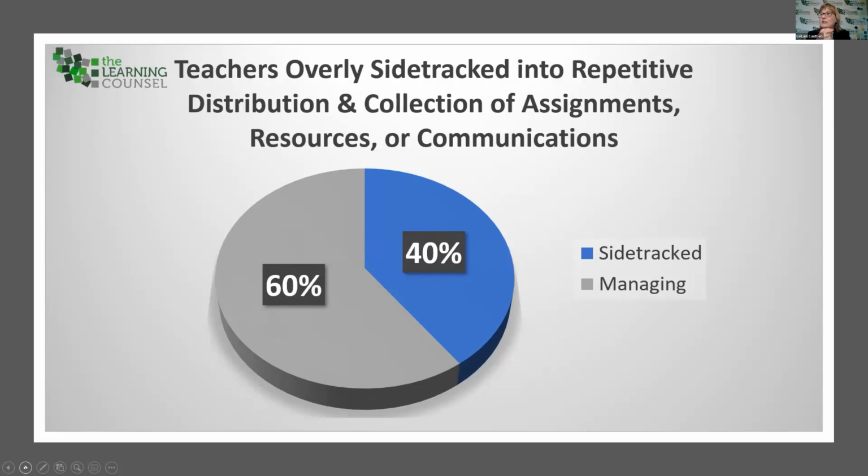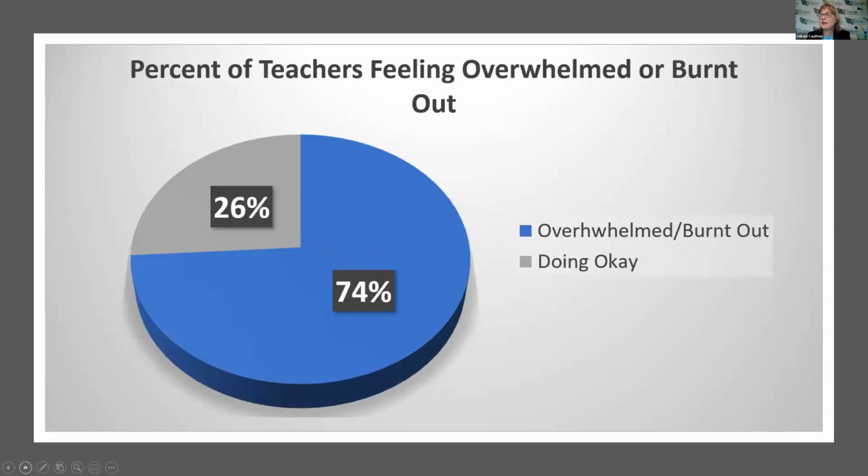And then 40% of teachers are overly, this is a biggie, into repetitive distribution and collection of assignments, resources, or communication. This is just killing teachers. It's just traffic. And then 74% of teachers are overwhelmed. Those are the stats.